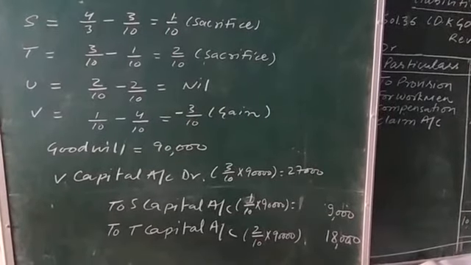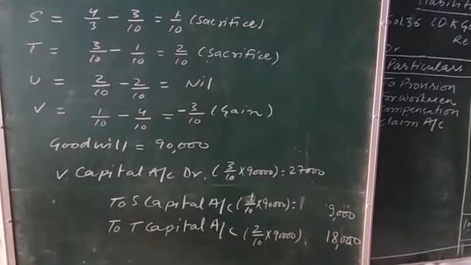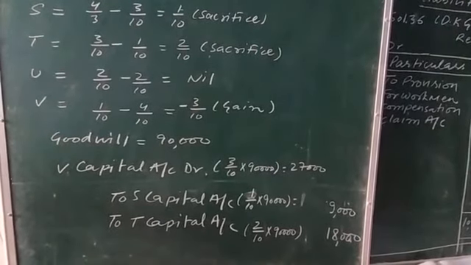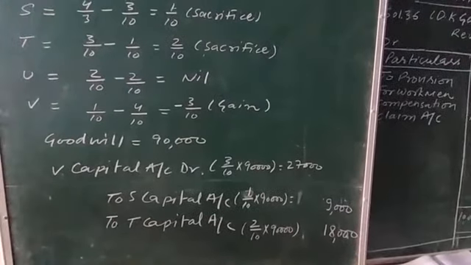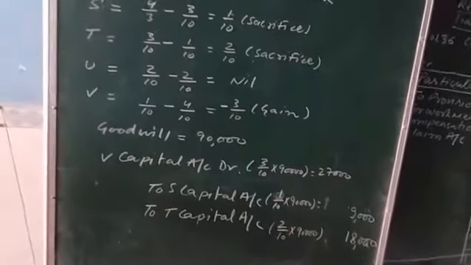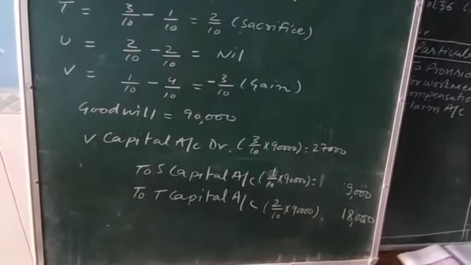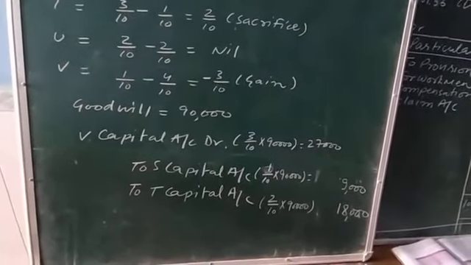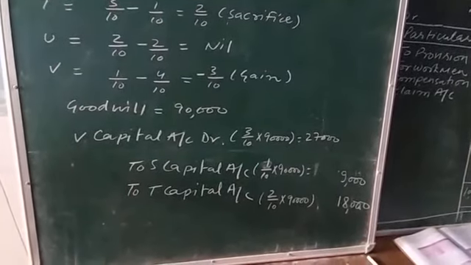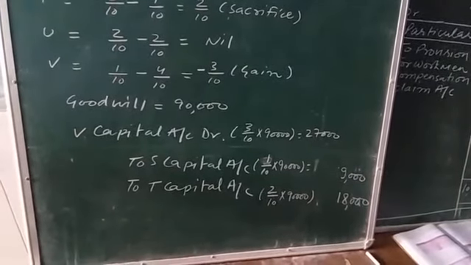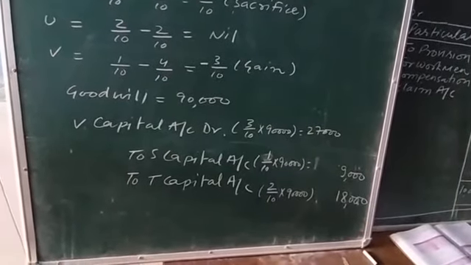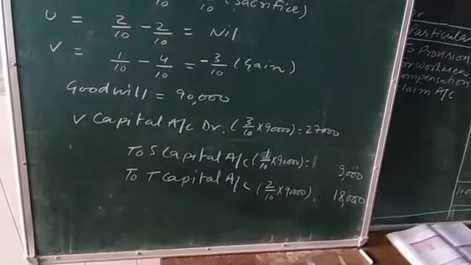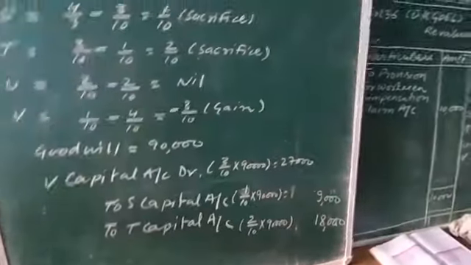Okay, while posting in the journal, as you can see, after the partner's name, the suffix which I have used is capital account. Then what does it mean? That this journal entry effect will be shown in the capital accounts of the concerned partners. Okay, V's capital account will be debited by the name of S and T, and S and T capitals will be credited by the name of V. Okay, keep in mind.